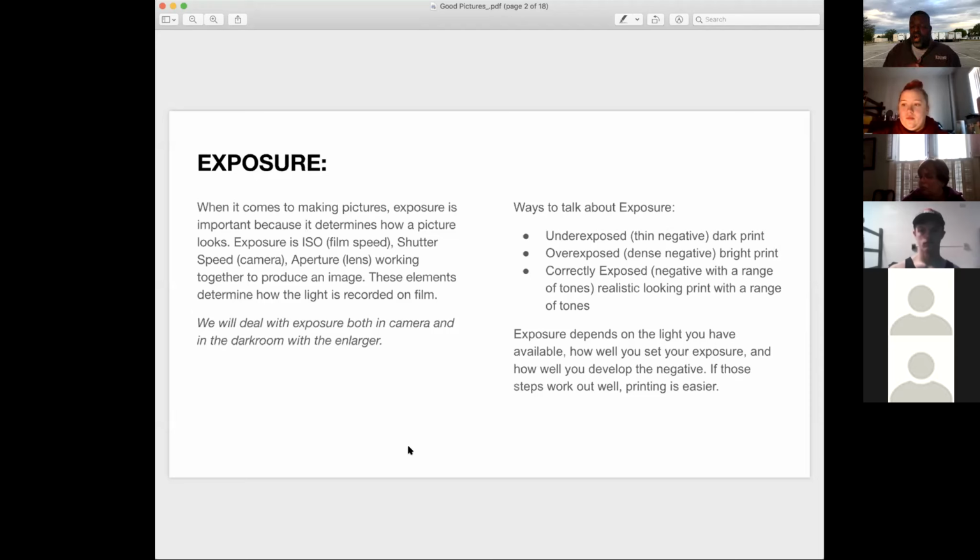So, ways to talk about exposure. You can talk about it as being underexposed, overexposed, or correctly exposed. And exposure depends on the light you have available and how well you set your exposure initially, and if we were doing film, it's how well you develop the negative.